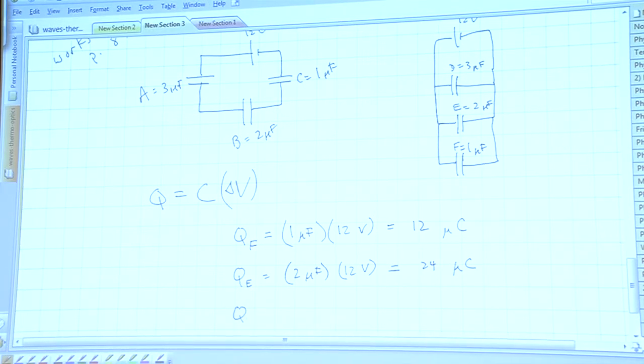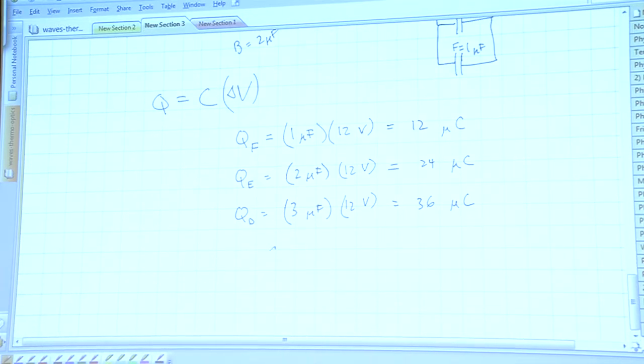And D, it's going to have 3 times as much charge as the first one. Okay, all 3 of those are hooked up to the same battery, same potential difference. And the total charge stored in that system is what? You add them all up, right? Is it 72? 72.